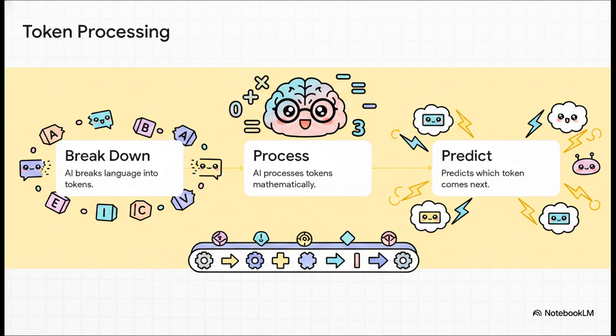Third, it predicts the very next token. And then it repeats, over and over at lightning speed, predicting and generating one token at a time. It's like building a bridge right as you're walking on it.